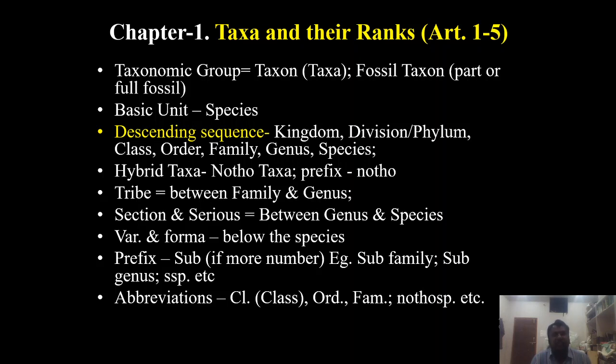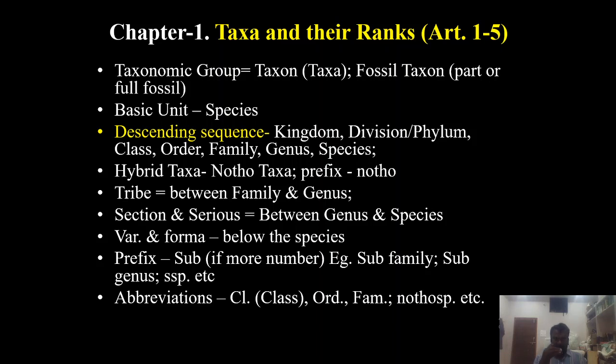Species is the basic unit of taxonomy. If we take the descending sequence of the hierarchy of the taxonomic groups, that means taxa, the first one is kingdom, followed by division or phylum, followed by class, order, family, genus and the species. If there are some hybrid taxa, there will be a prefix before the hybrid taxa, that is notho, as in nothotaxa.